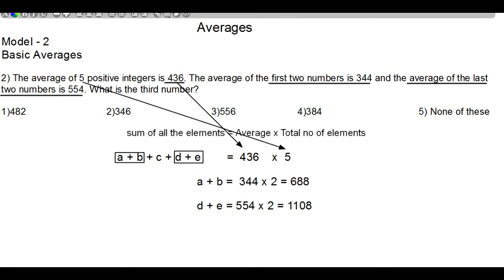From the second statement we know what A plus B is, and from the third statement we know what D plus E is.